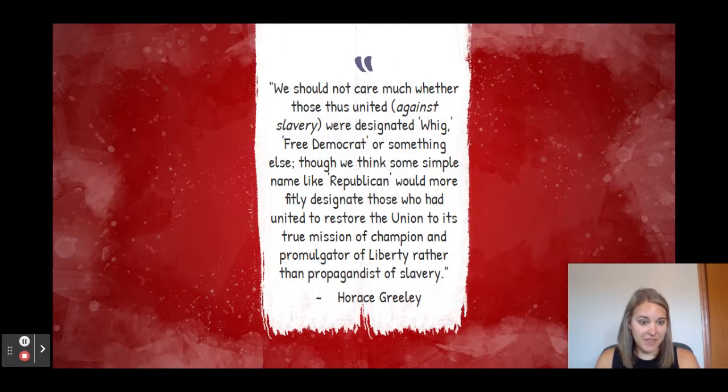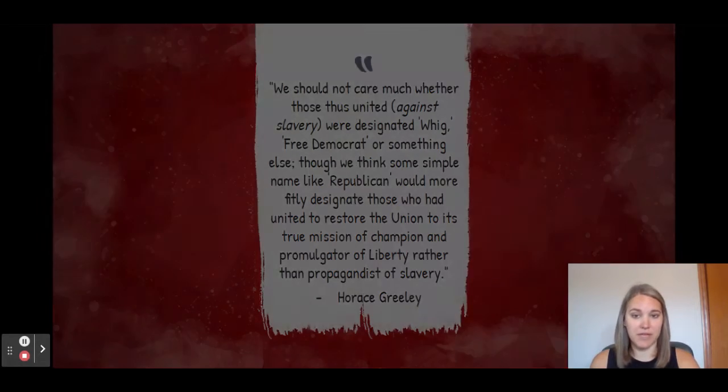So here's a quote about the development of this party. "We should not care much whether those thus united against slavery were designated Whig, Free Democrat, or something else, though we think some simple name like Republican would more fitly designate those who had united to restore the Union to its true mission of champion and proclamator of liberty rather than propagandist of slavery." So I like this quote because it encompasses that although people may have been part of a party before, they now would be united under this new term of Republican.